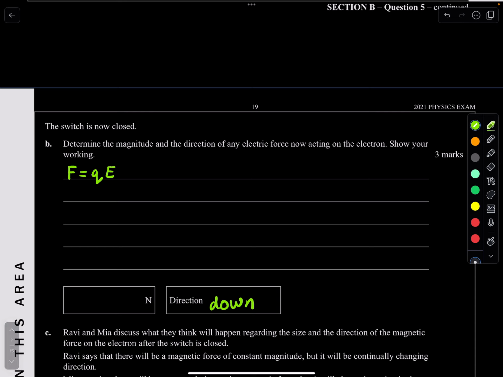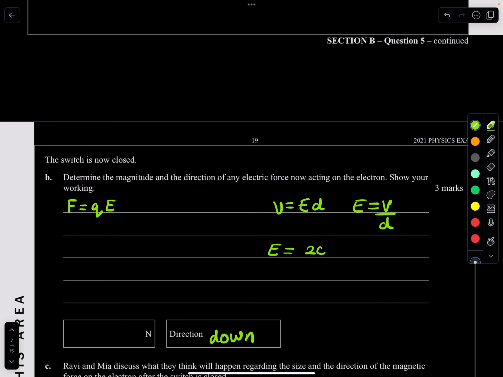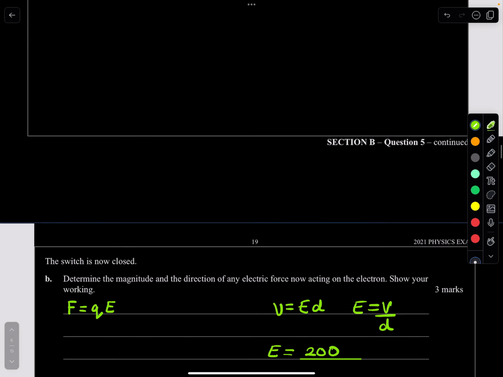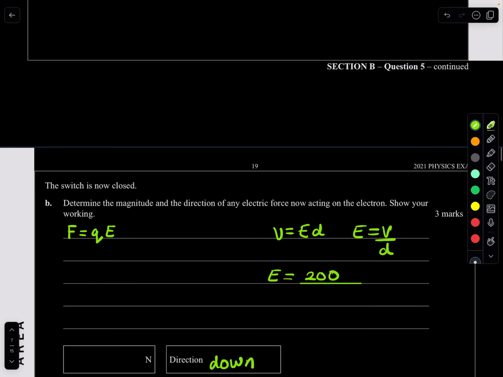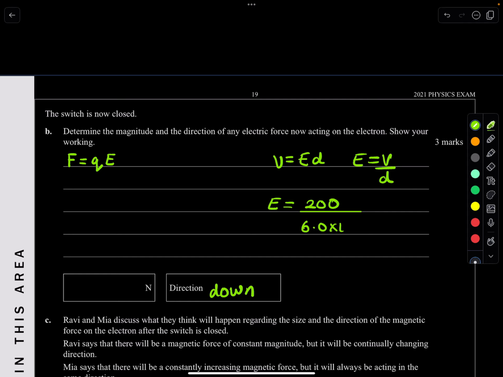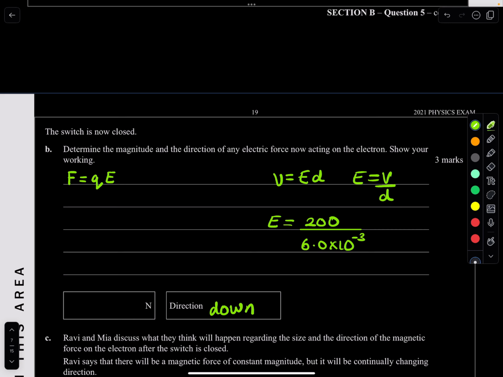So let's use this formula. To calculate our electrical field strength, we know that voltage is equal to Ed, and so E is just voltage over distance. We can calculate our electrical field by, what's our voltage, did they say? 200 volts, divided by your distance. We're given the distance, which is 6.0 times 10 to the negative 3. Beautiful. Put this in my calculator.